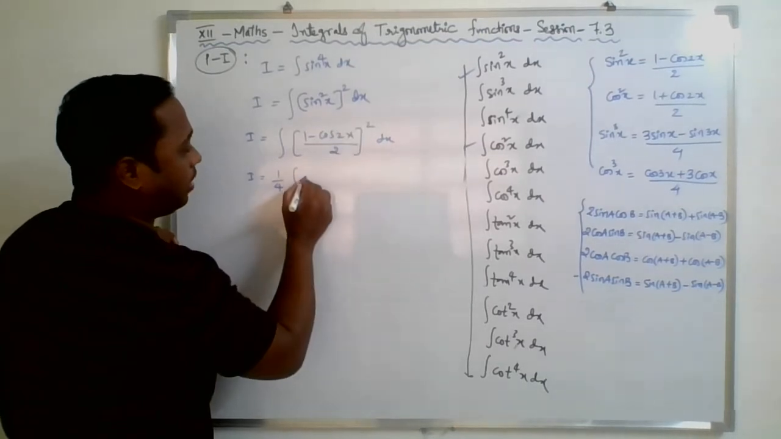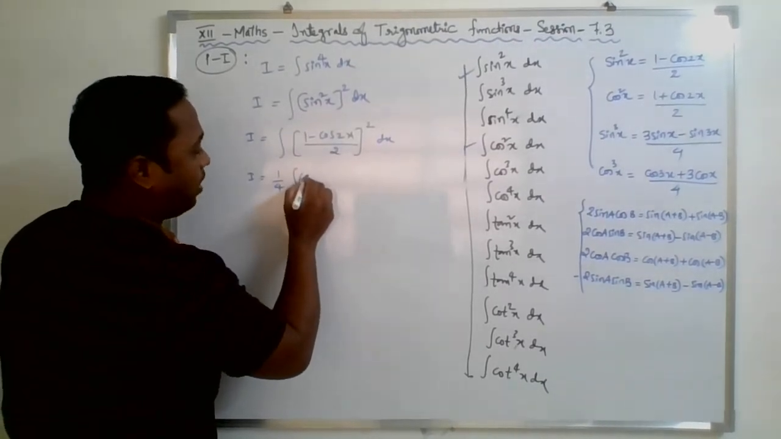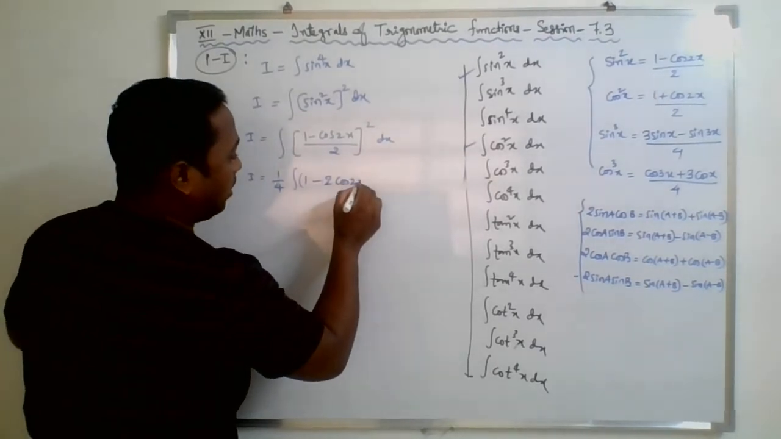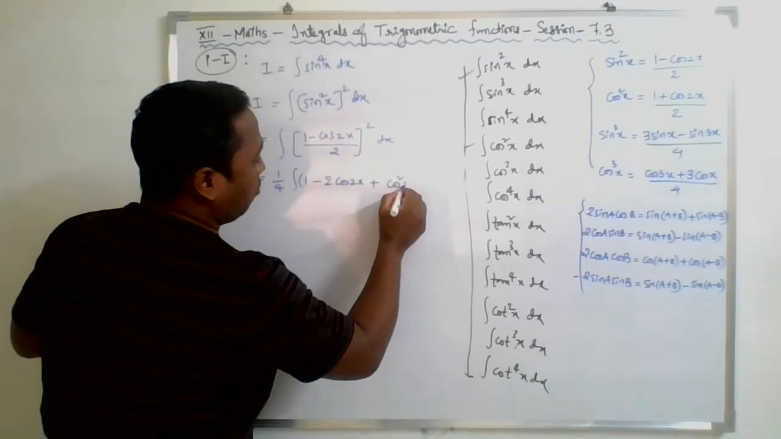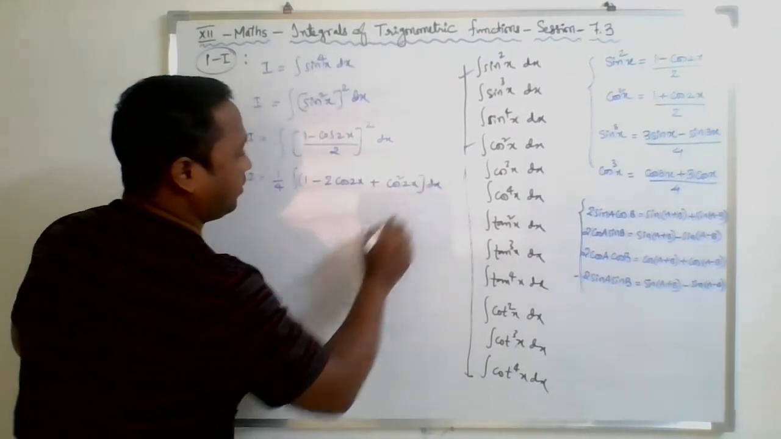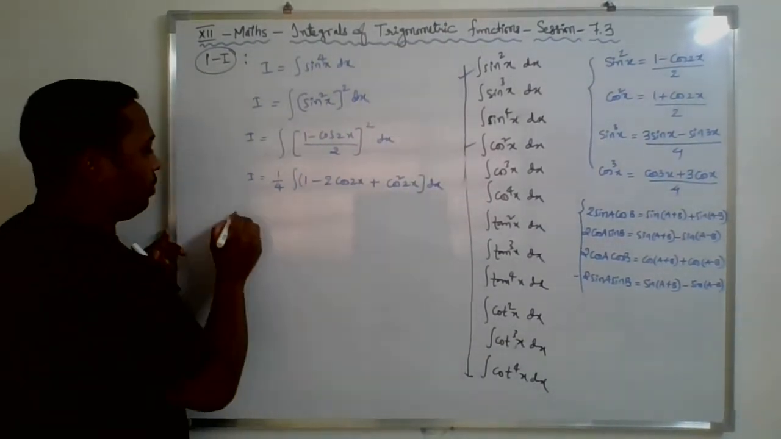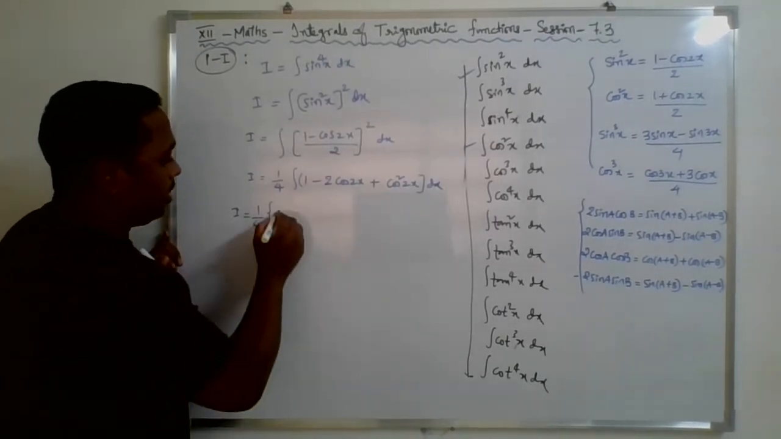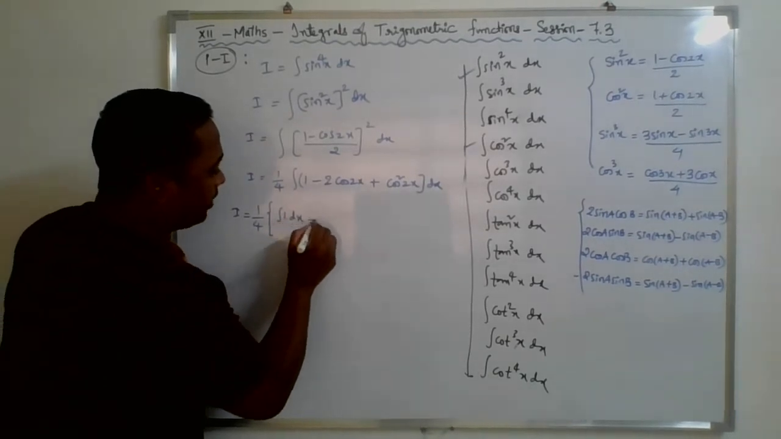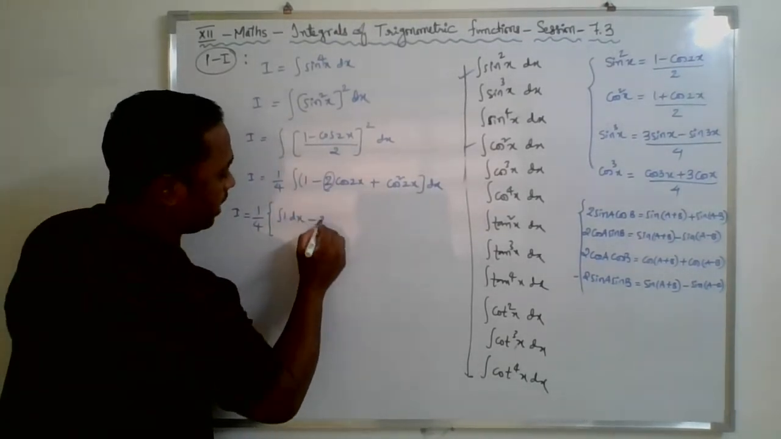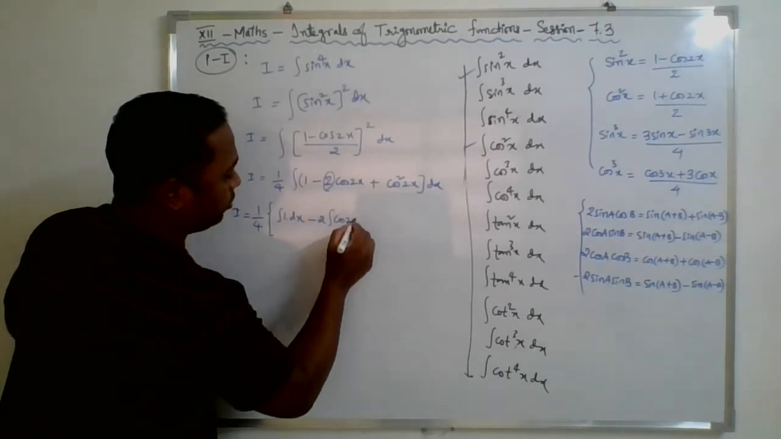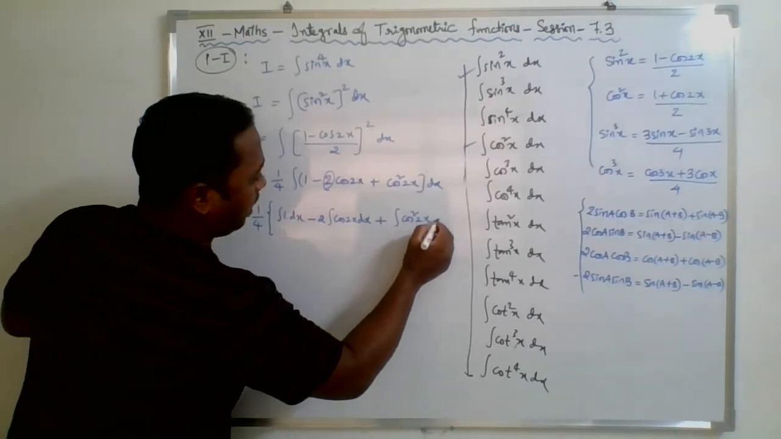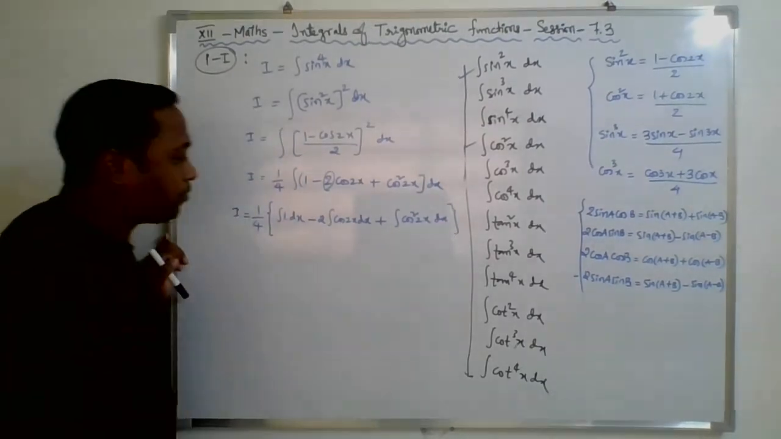It can be expanded by using (a minus b) whole square. So a square means 1 only, minus 2ab plus b square: cos square 2x dx. Now I can separate the integral over here. So 1 by 4, keep it outside, and then write 1 into dx minus, since 2 is a constant, I can keep it outside, cos 2x dx plus the integral of cos square 2x dx.